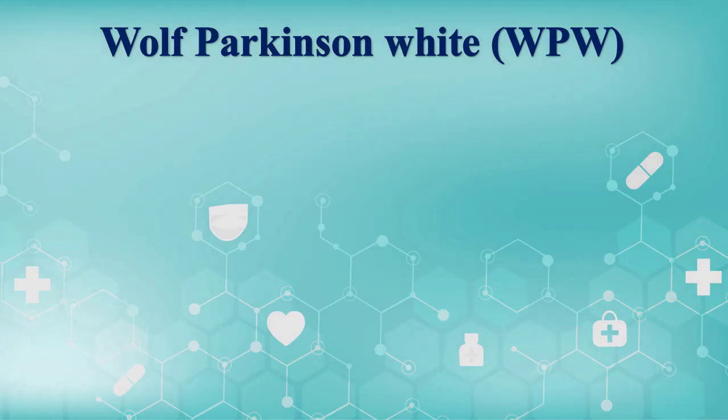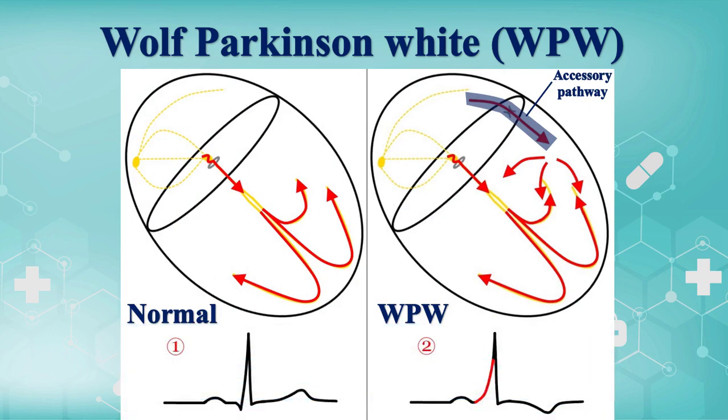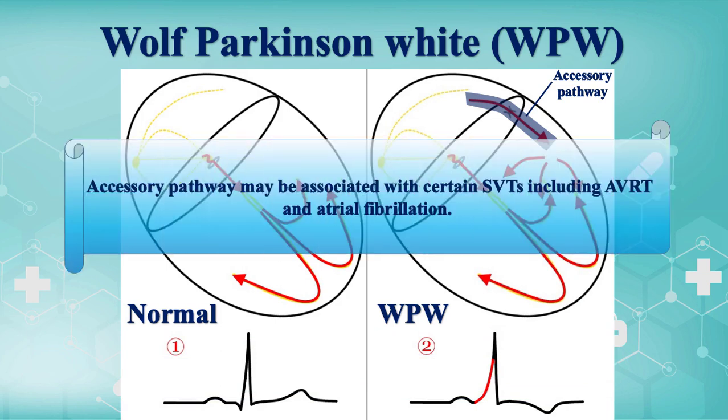Let's go through WPW and its clinical significance. Wolff-Parkinson-White pattern or WPW EKG results from early depolarization or pre-excitation of the ventricles, due to electrical impulses bypassing the normal conduction system of the heart through an accessory pathway. Abnormal ventricular activation results in morphological changes of QRS complexes. Accessory pathway may be associated with certain supraventricular tachyarrhythmias, including atrioventricular reentrant tachycardia or AVRT and atrial fibrillation.